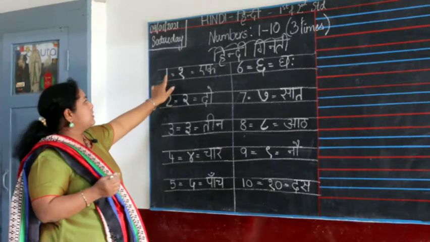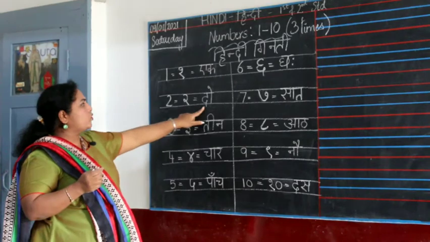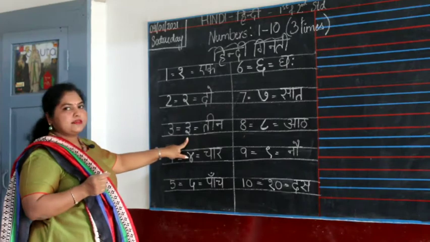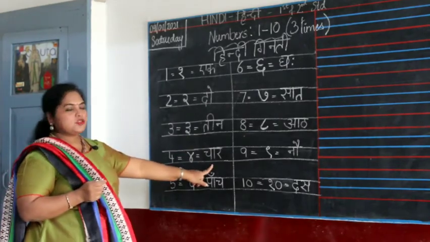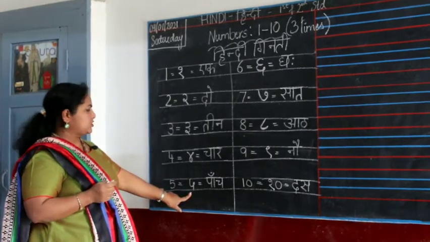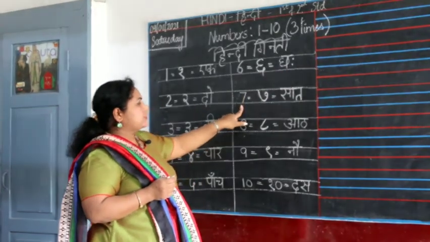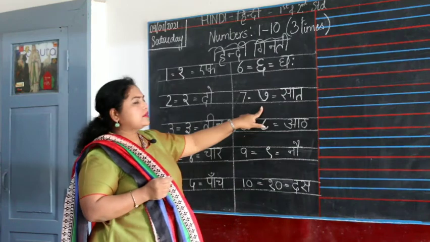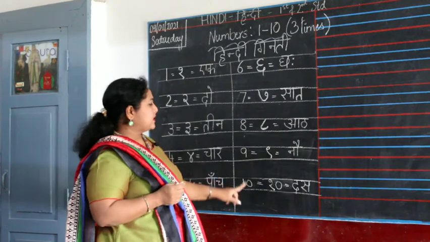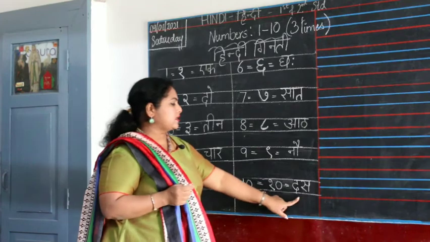How do you read it? 1 is ek. 2 is do, and it is written this way. 3 is teen, and this is how you have to write teen. 4 is char. Char is written like this. 5 is panch, and you have to write panch this way. 6 is cha, written like this. 7 is saat, and you write saat. Numbers in Hindi. 8 is art, written like this. 9 is nau. 10 is das, and this is das.